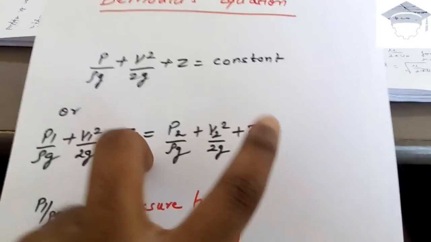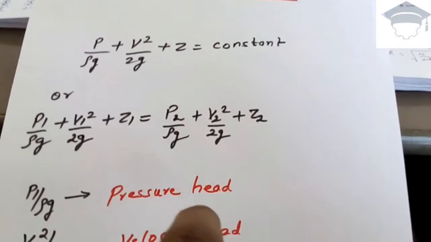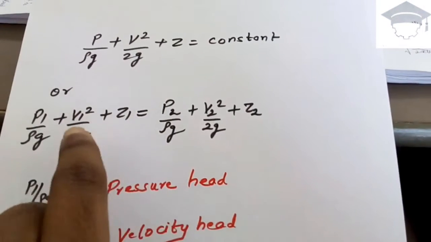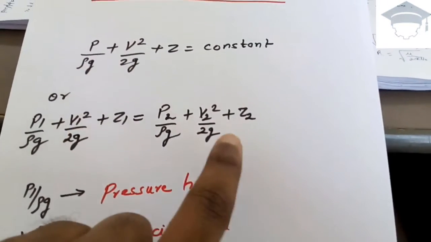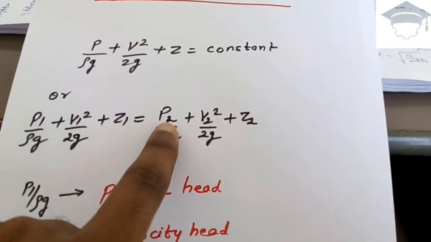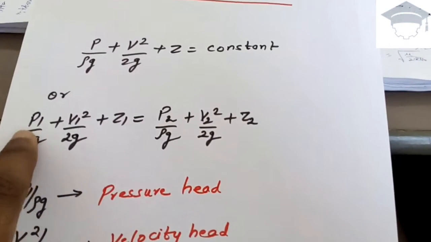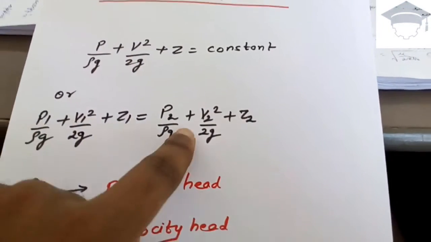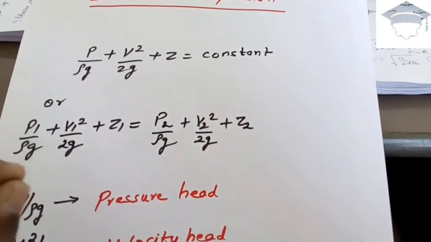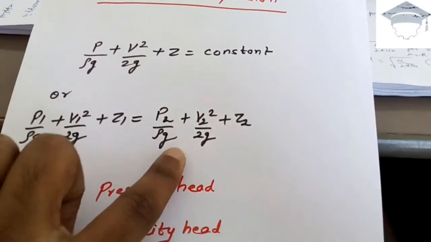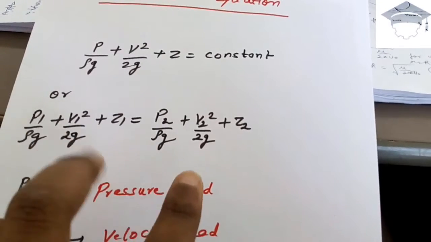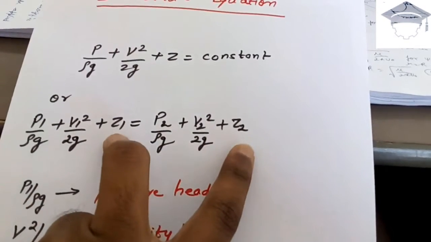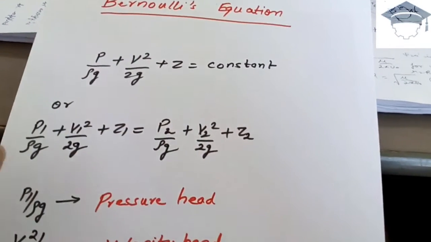sometimes P1 and P2 both are equal to atmospheric pressure, so they get cancelled out. Sometimes Z1 equals Z2, so they cancel out. And so we can easily use this equation to find any unknown term by using the known terms. And so this was the video regarding Bernoulli's equation.